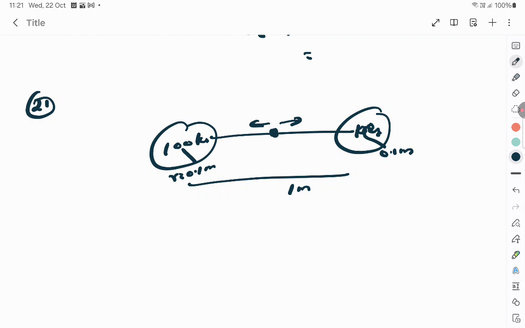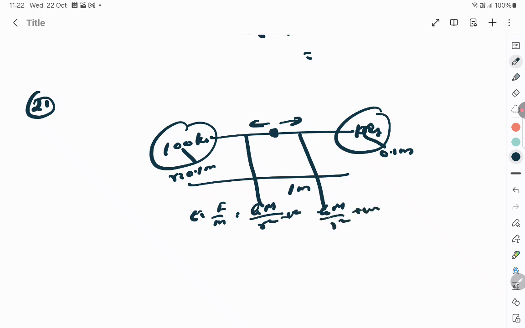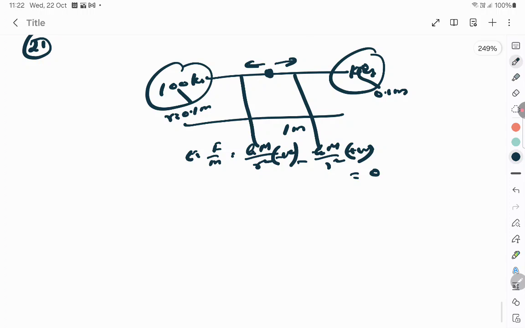The same mass. Obviously the gravitational field is E, which is F by M. So small m gets cancelled. G capital M by R square of this, and the G capital M by R square will get cancelled because one is in the negative direction, the other is in the positive direction. So they both get cancelled. Same values. So the net field becomes 0. Net gravitational field becomes 0.